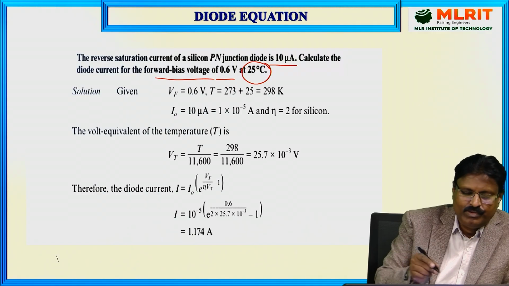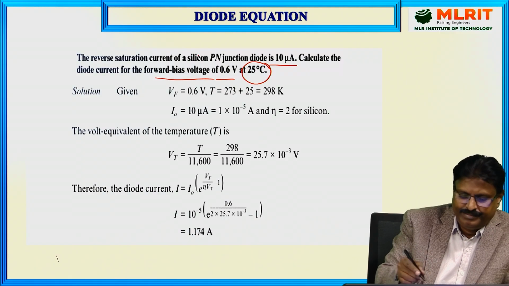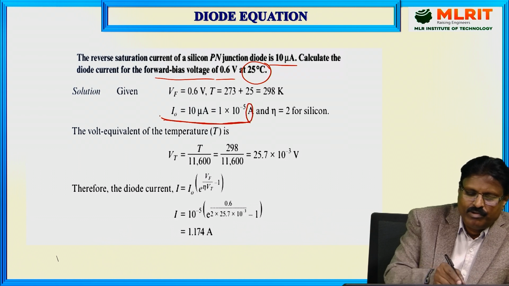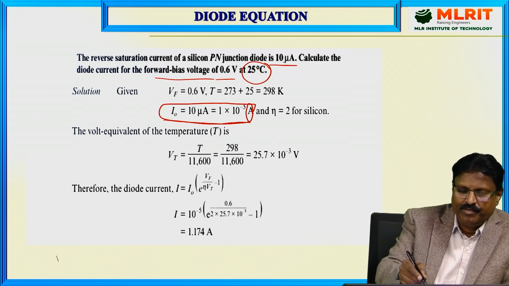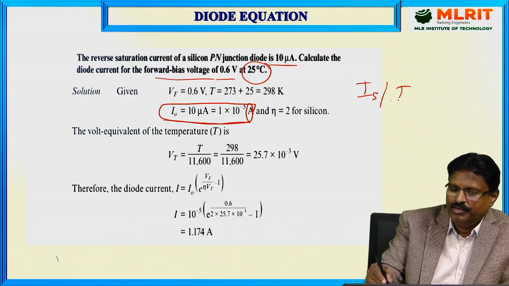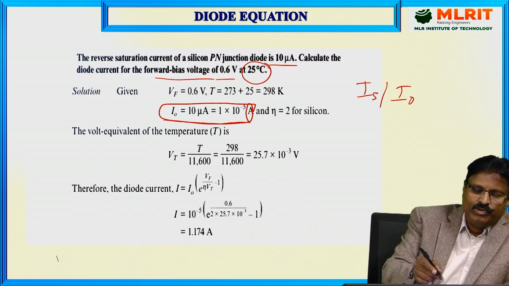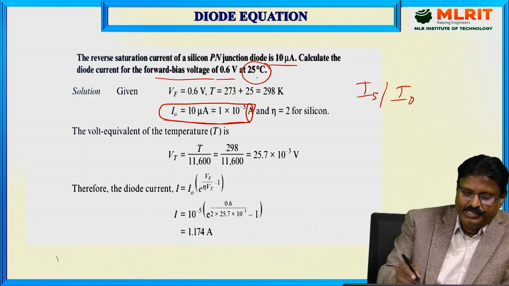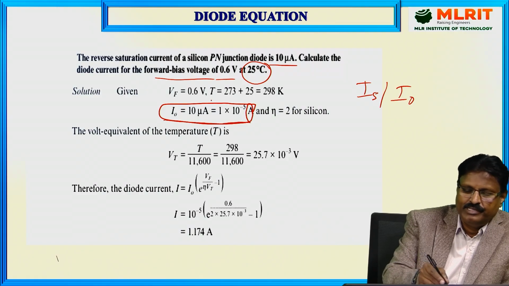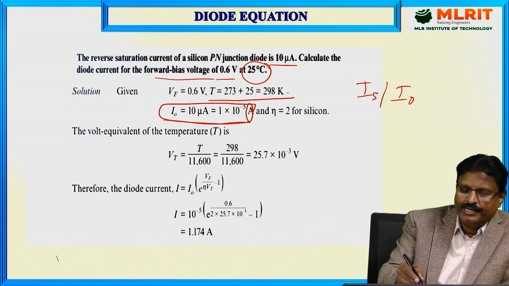So the reverse saturation current is given. Here I0 is equal to 10 microamperes. Reverse saturation current is represented as Is or I0; here I am writing it as I0. So temperature T is given as 25 degrees Celsius. That's why capital T is equal to 273 plus 25, and we will get 298 Kelvin.